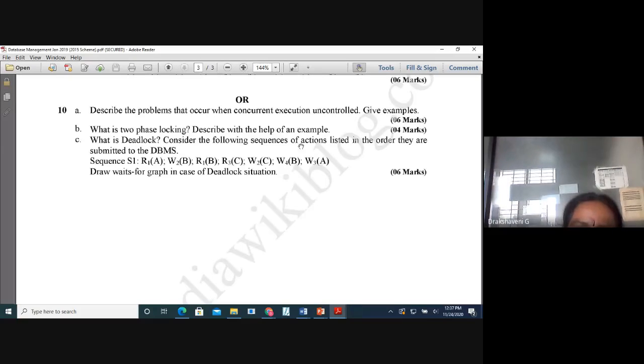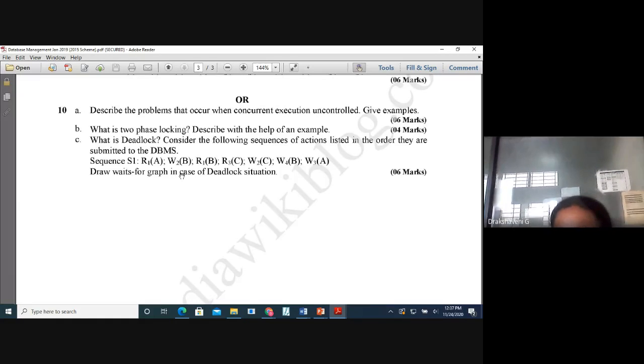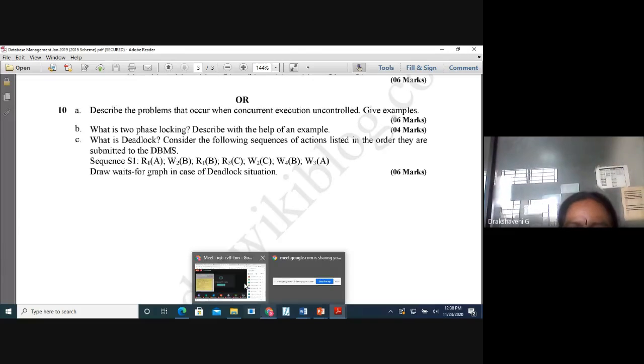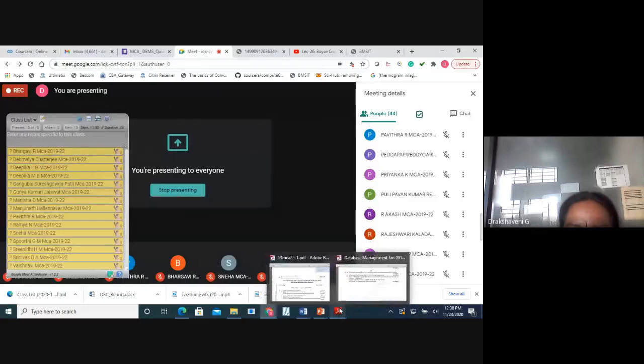Then consider the following sequence of actions listed in the order they are submitted to the DBMS: read account A, write account B, read account B. We have to check whether this sequence is forming a deadlock or not. And if it is forming, then you have to draw a wait-for graph in this case of deadlock situation. I will stop here. We'll continue in the next class.